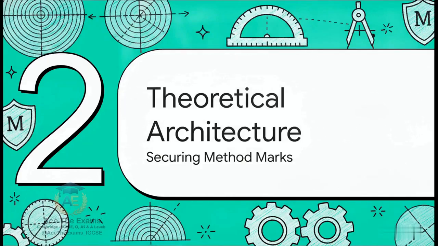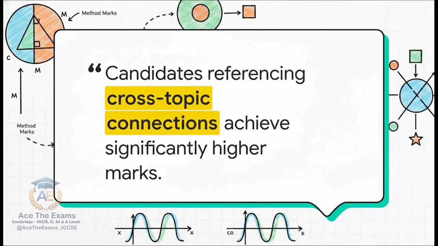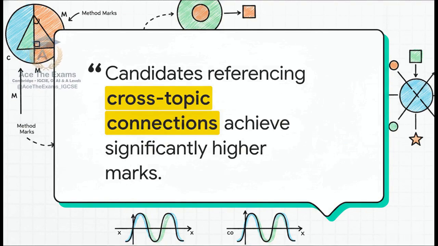Moving on to Section 2, the theoretical architecture. This is all about securing the method mark. Here is a massive reality check. The final numerical answer you write down at the bottom of the page is actually just one small piece of the puzzle. It's the headline, but it's not the whole pitch.